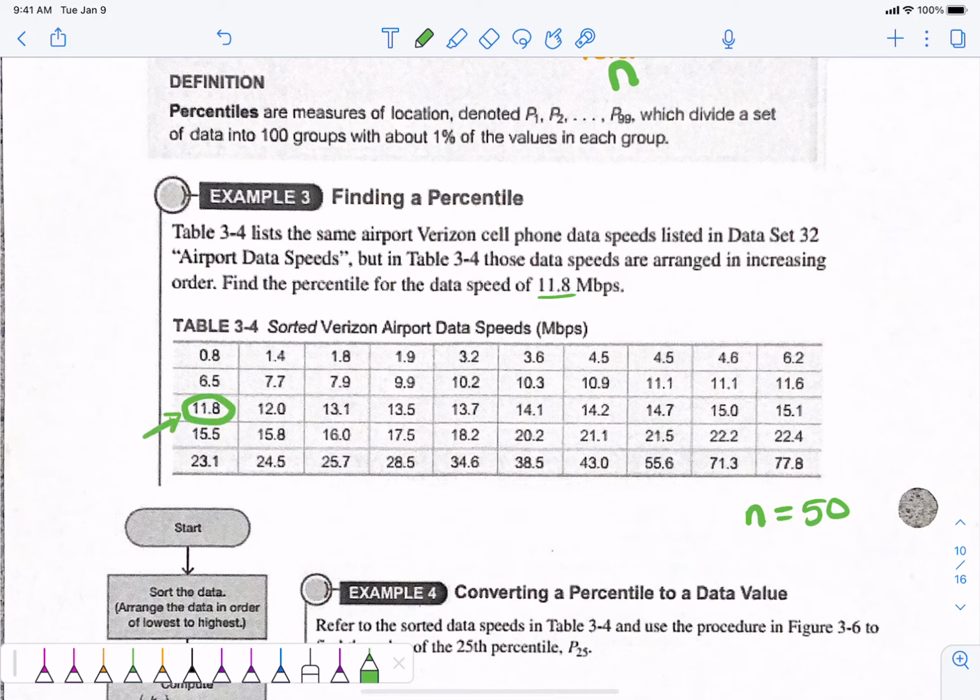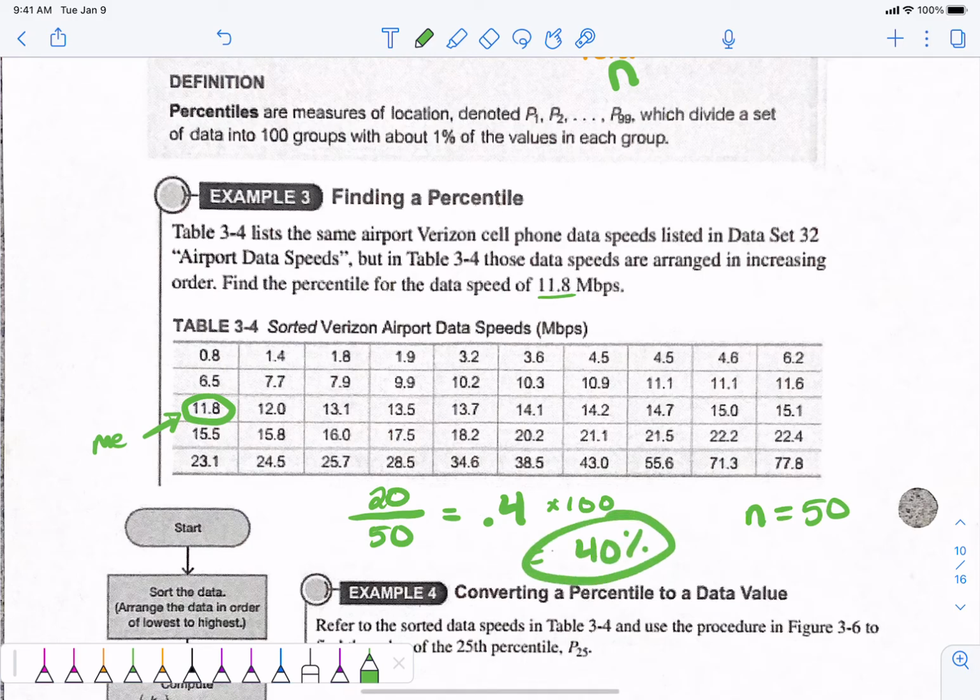11.8, this is me right here. And I need to figure out how many people are below me. 2 full rows, which is 20, right? Okay, 20 are below me out of 50, which is 2/5, which is 0.4. If I multiply by 100, I would be in the 40th percentile. If that is my data speed, I am in the 40th percentile, meaning only 40% of data speeds are lower than me, right? I'm still about average range, right? 40 is still probably about average. But anyway, 40th percentile. Make sense?